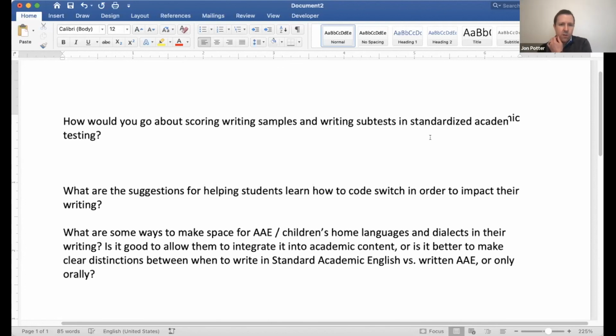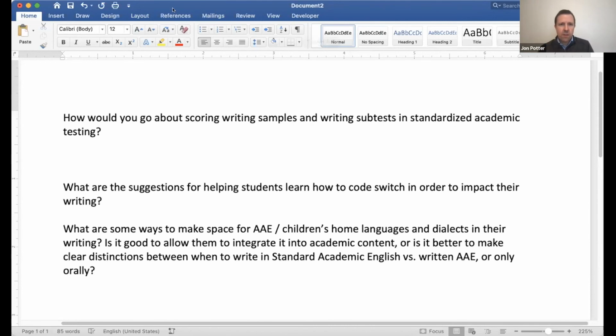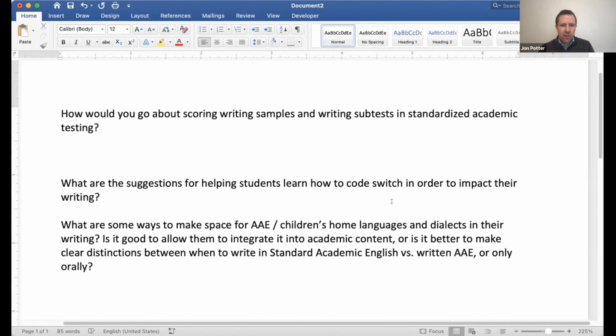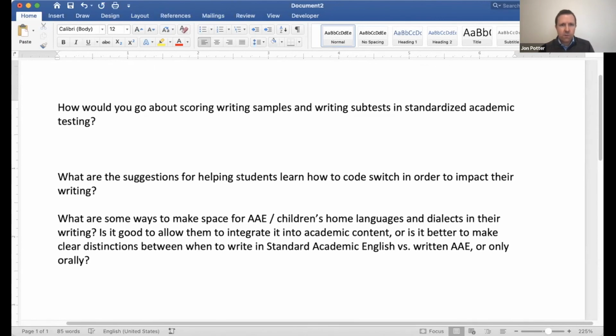And then time for one more question. Maybe this last question here, if you can read that on your screen there. It's kind of a long question, so I don't want to read it for you. But the last two kind of questions were about writing in children's home language and dialects versus general American English.